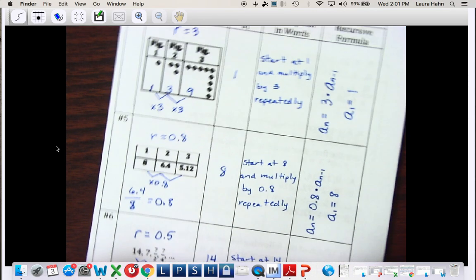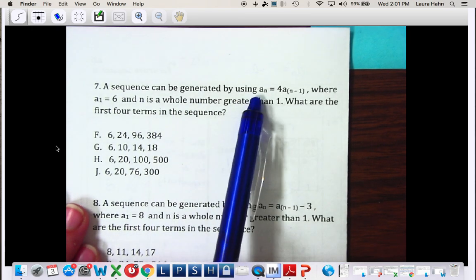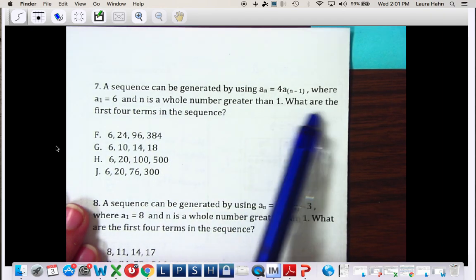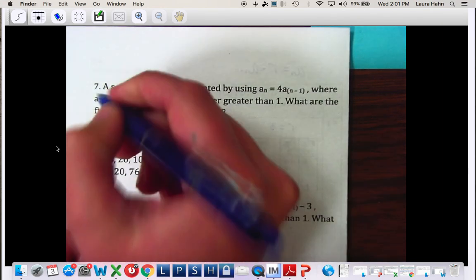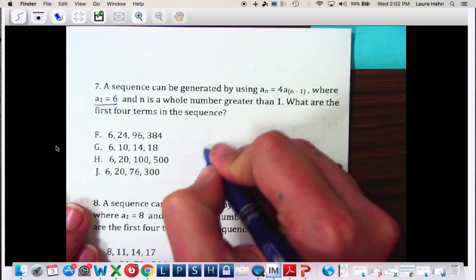Cool? Alright, so that looked big and scary, but it's really not bad at all because this is the way it's going to be asked. Okay, it says a sequence can be generated by using this formula where a sub 1 is 6 and n is a whole number greater than 1. What are the first 4 terms? Well, it tells me my first term right here. So every answer choice starts at 6, which it should.